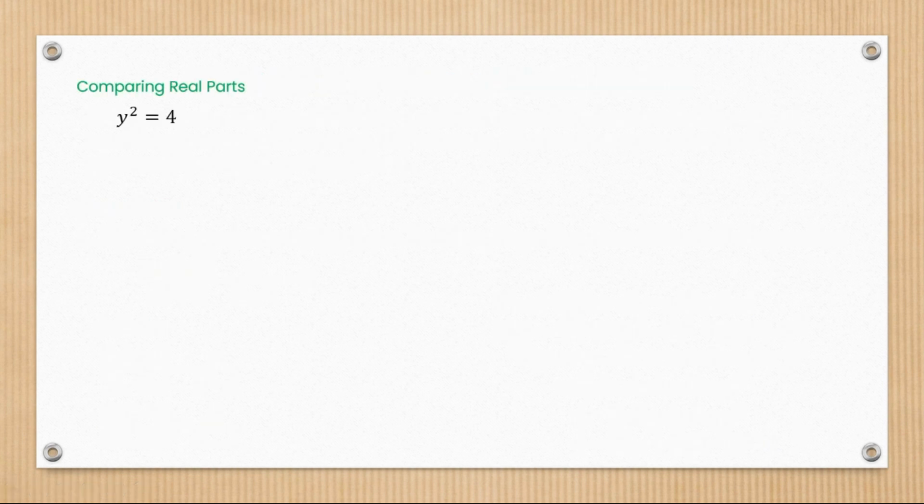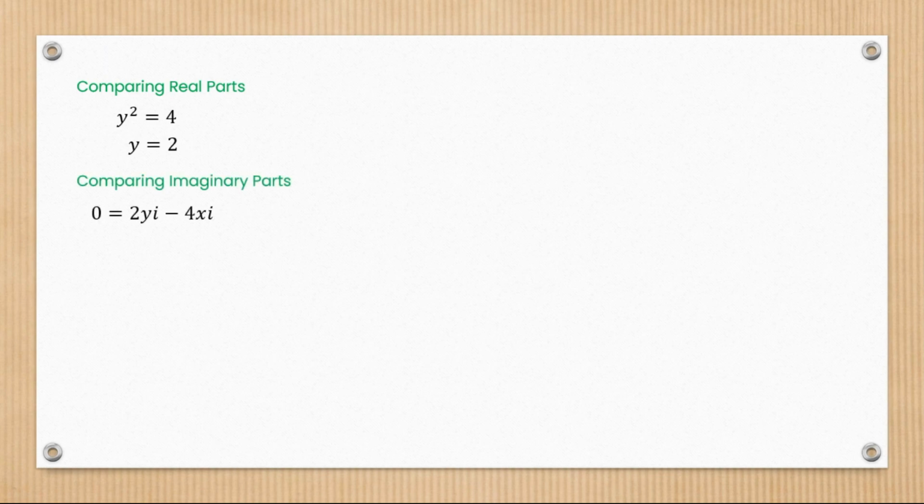So comparing real parts, you can actually see that y squared is going to be equal to +4, because y squared represents the real part on the right hand side, and then the real part on the left hand side is equal to 4. So you can actually see that the square root of 4 is 2. So we end up knowing that y is equal to 2.